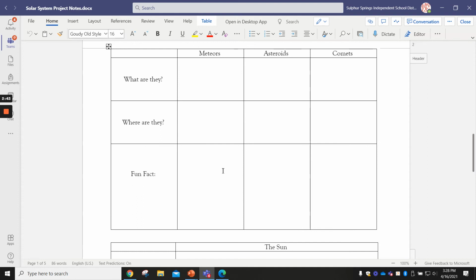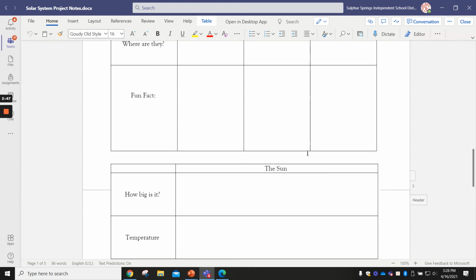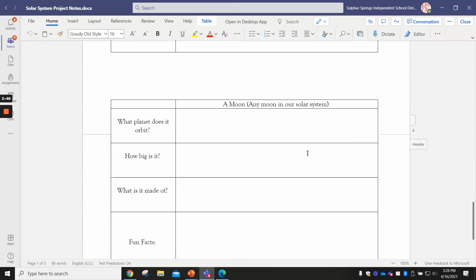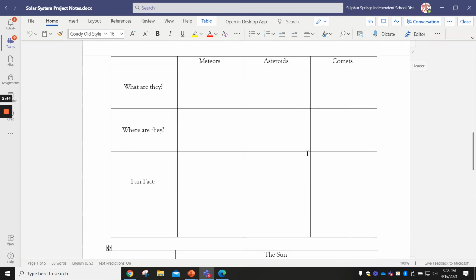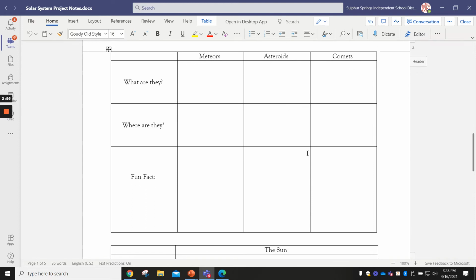Down here, we've got those other celestial bodies. We've got meteors, asteroids, comets. Next, we've got the sun. And then we have the moon, and depending on which celestial body you picked, you're going to have some different things that I want you to look for.